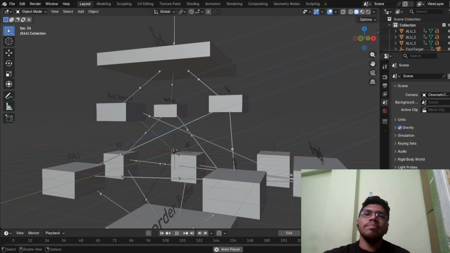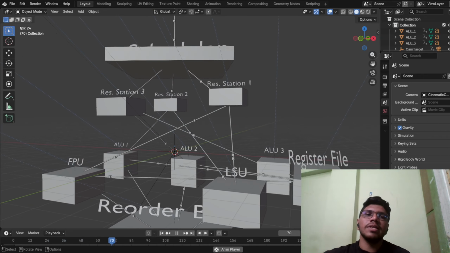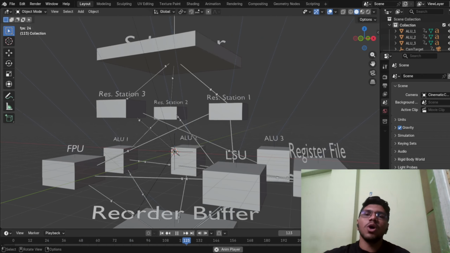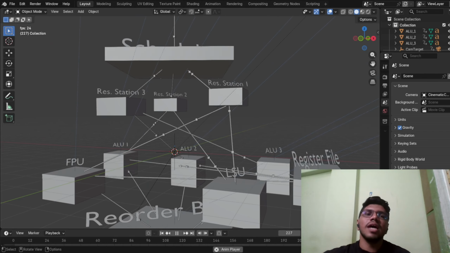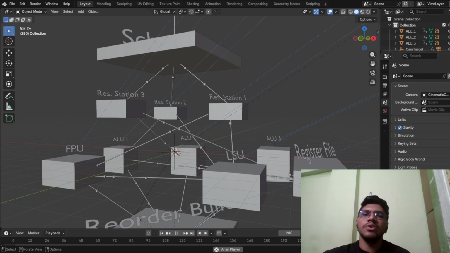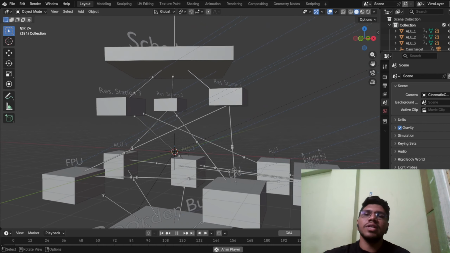Notice the glowing particle streams shooting down into all of them simultaneously. This is the definition of instruction level parallelism, ILP. Multiple instructions are physically being processed in the exact same clock cycle across different units.